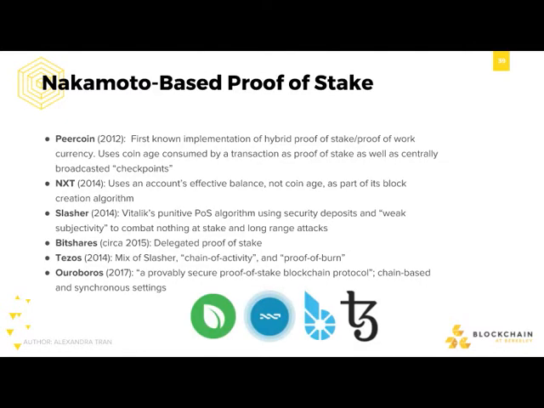All right, so here are some Nakamoto-based proof-of-stake coins. Peercoin was one of the first ones. We have Nxt, Slasher, BitShares, Tezos, and Ouroboros.